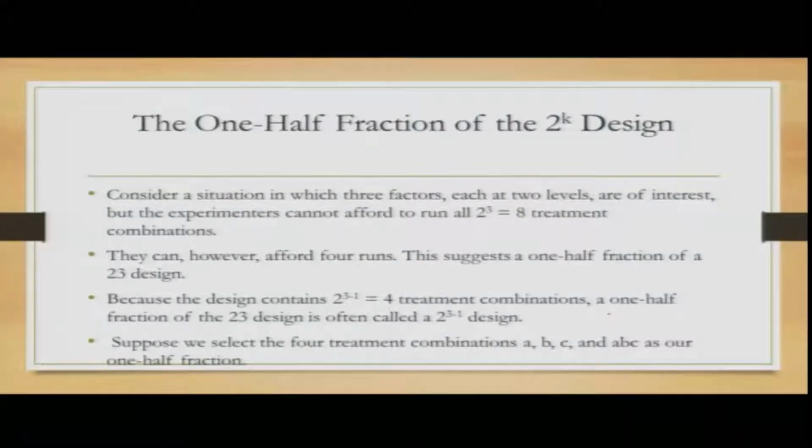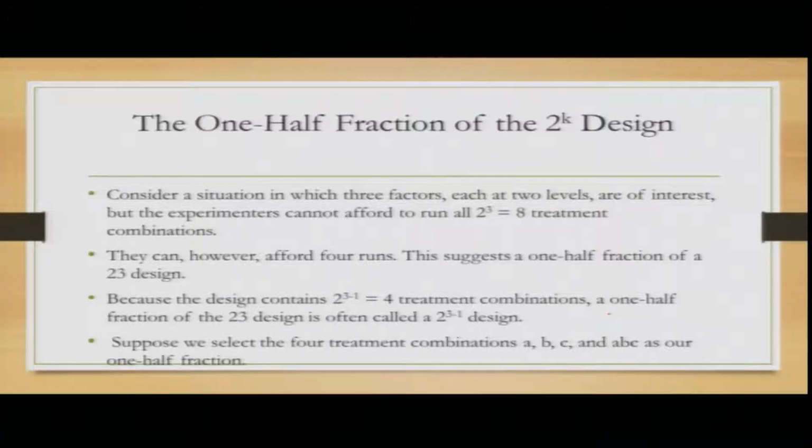Consider a situation in which three factors, each at two levels, are of interest. The experimenter would have 2^3 treatment combinations, because there are three factors and each is at two levels. So, 2^3 is 8 combinations we should find out.